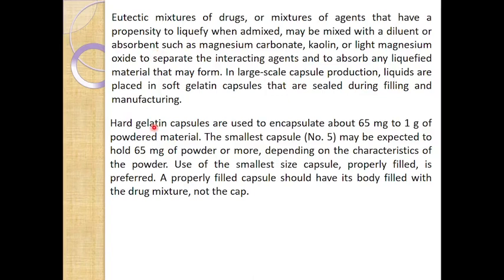Hard gelatin capsules are used to encapsulate about 65 milligrams to 1 gram of powder material. The smallest size may be expected to hold 65 milligrams of powder or more, depending upon the characteristics of the powder.